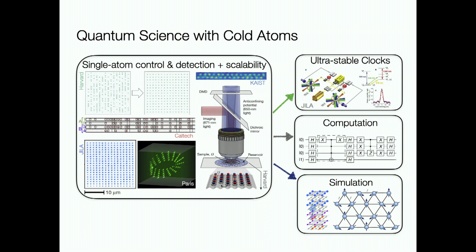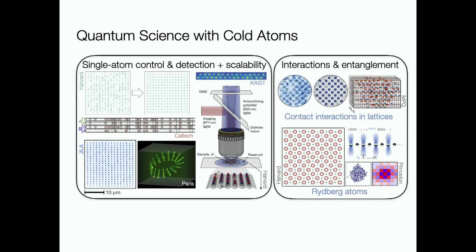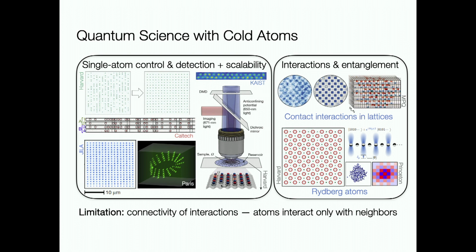Now, one additional ingredient that's really essential, particularly for these latter applications, is control over interactions. I've shown a couple of pictures here of some of the beautiful physics that arises, for example, from contact interactions in lattices or van der Waals interactions between Rydberg atoms. One limitation I want to point out about this toolbox has to do with the connectivity of the interactions. Typically interactions decay with distance. Atoms interact most strongly with their neighbors. Why do I say that's a limitation? Well, that governs the physics that we can access in these systems.